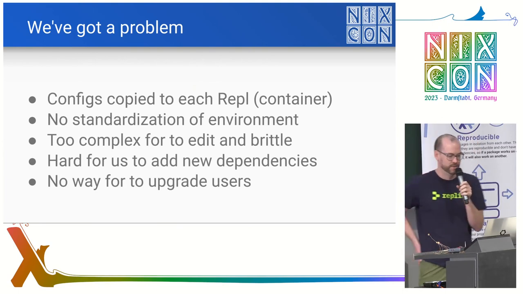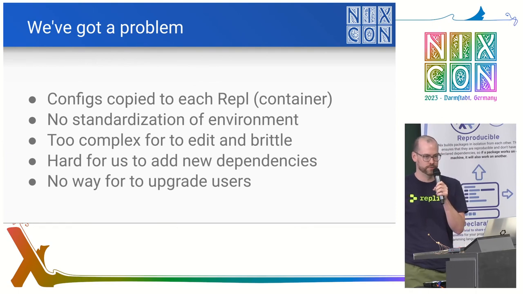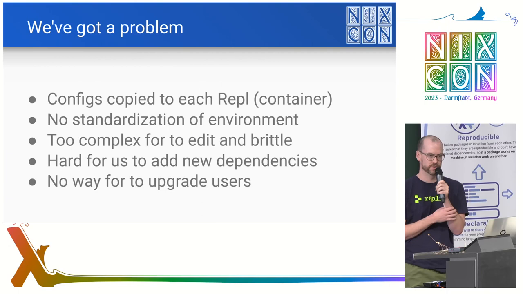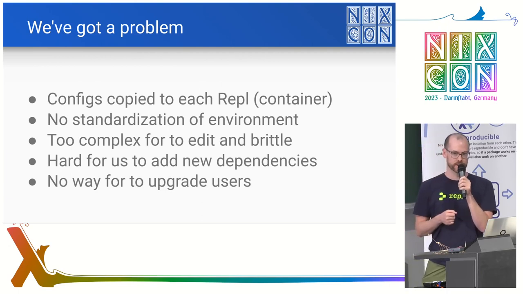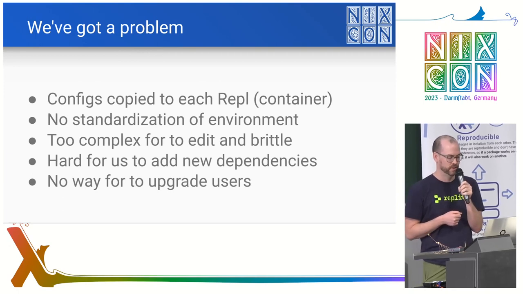So major ones was that these configurations were copied whenever you fork a REPL. So whenever someone copies a container to use, or there's a mechanism on Replit where you can fork a container, an exact copy of it. When you got that, it's a copy of the TOML file from that other REPL.